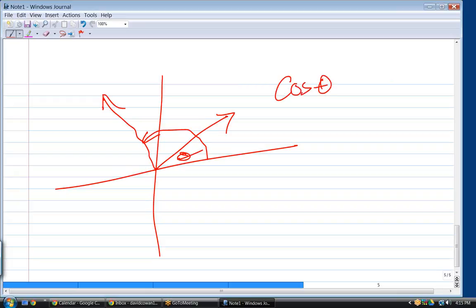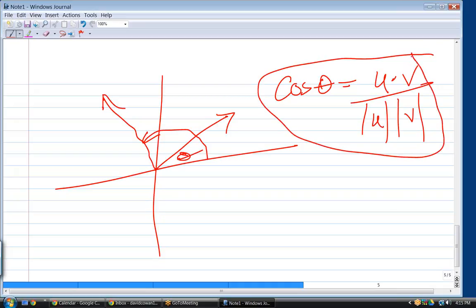The cosine of theta equals u dot v divided by the magnitude of u times the magnitude of v. This is the official definition of the angle between two vectors. It's easy enough to take the dot product and the magnitudes. But we could also do it the way we just did. In other words, find each one's direction angle and subtract them. Okay.